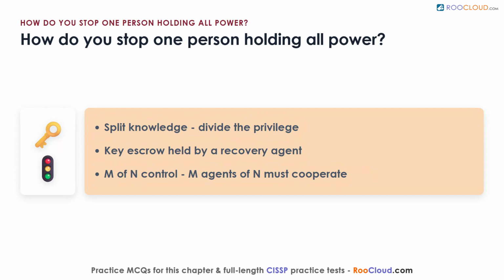How do you stop any single person from holding all the power? You split the knowledge. Split knowledge divides the information or privilege needed for a sensitive action across several people, so no one alone can abuse it. A common use is key escrow, where a copy of a key is held for safekeeping by a trusted party called a recovery agent. To prevent one agent from acting alone, you use what is called an M of N control. That means a minimum number of agents, M, out of a larger group, N, must cooperate before the key can be recovered. Think of a nuclear launch that needs two officers turning their keys at the same moment.